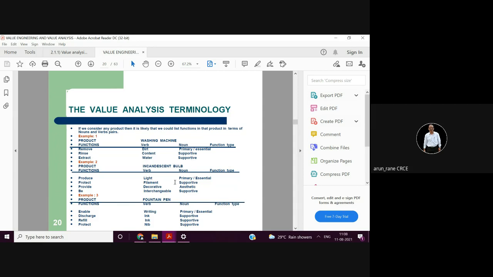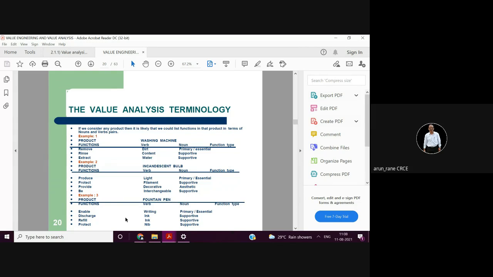Give the bulb example. To produce the light, that is your primary or essential function. Then it should be decorative, so that is your supportive or aesthetic function. Then interchangeable, that is your supportive function.